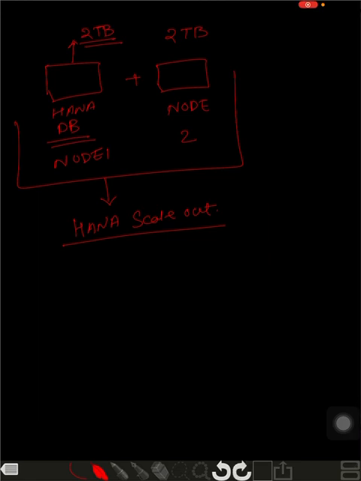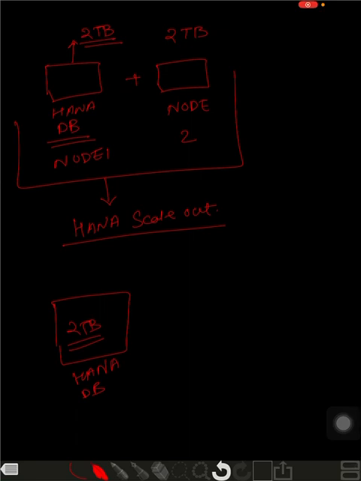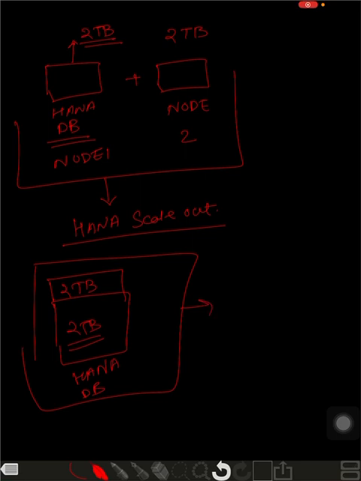So what is scale up? If you have a HANA DB with 2 TB of RAM, and you have a requirement of another 2 TB for performing the daily operations, you add another 2 TB to the existing VM. This setup is known as HANA scale up.